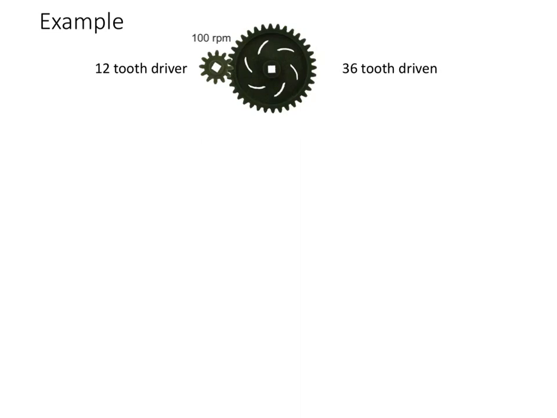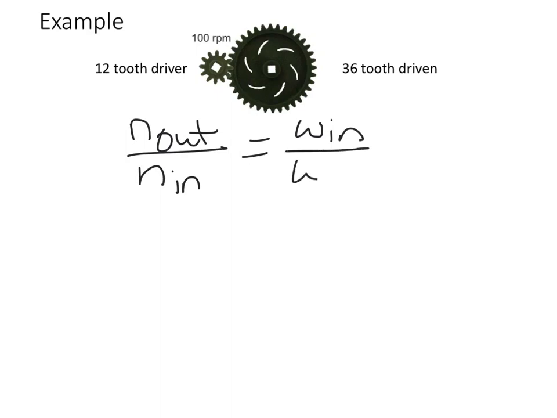So let's look at the equation. I've got number of teeth and I have RPM. So I'm going to use the equation that is number of teeth out over number of teeth in, and I'm going to set it equal to my angular velocity in over my angular velocity out. Okay, plugging these values in, my out is 36, my in is 12.